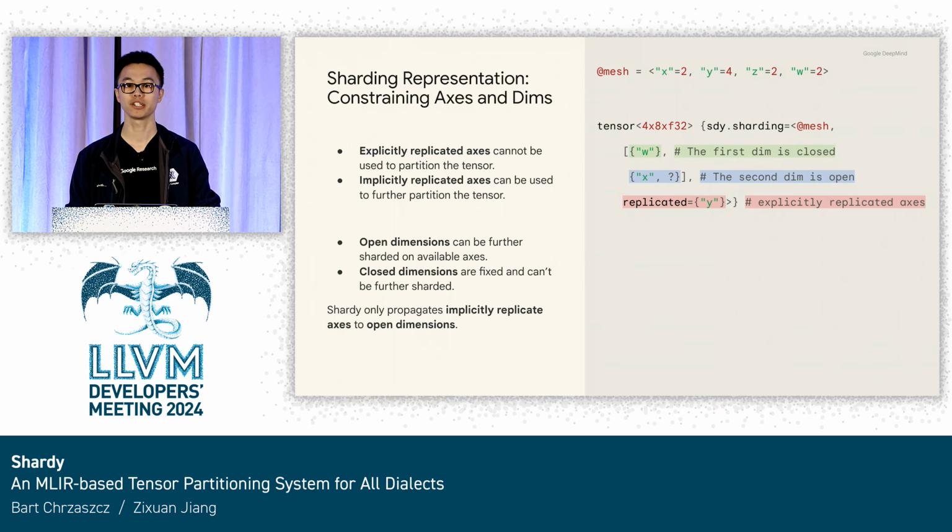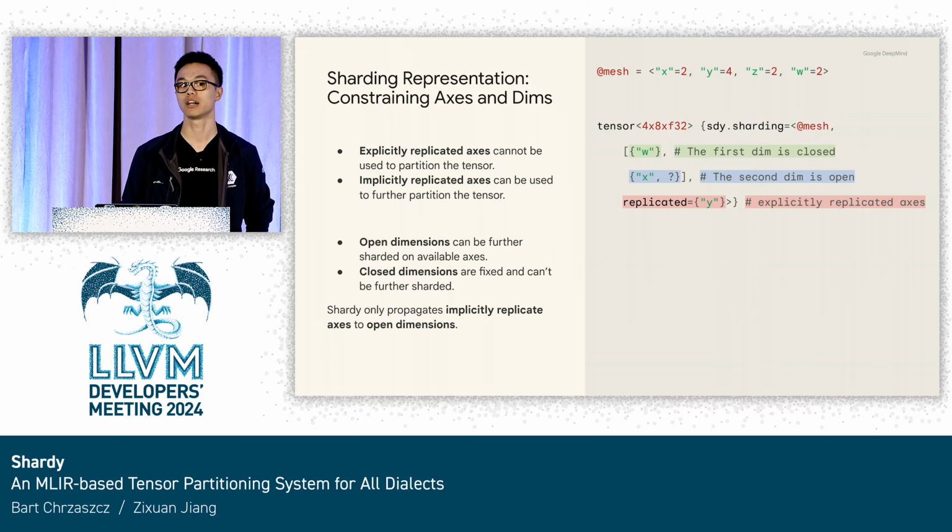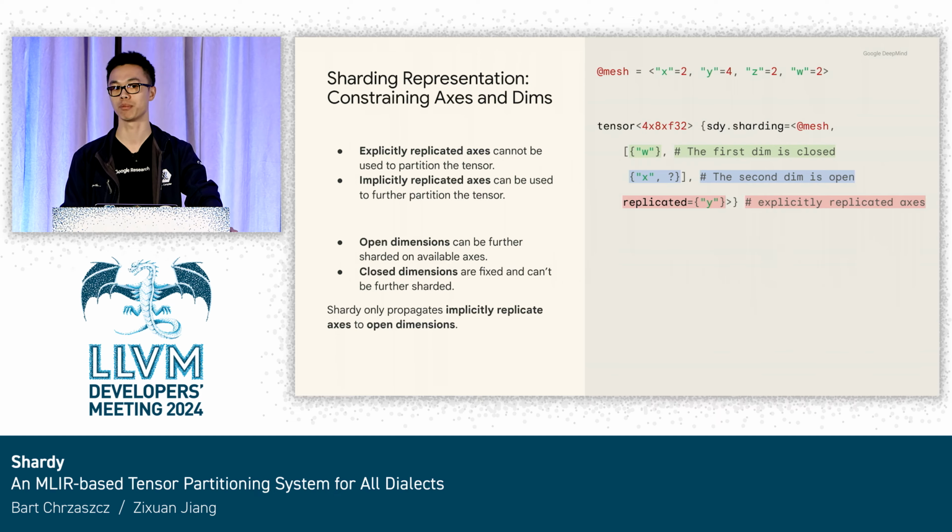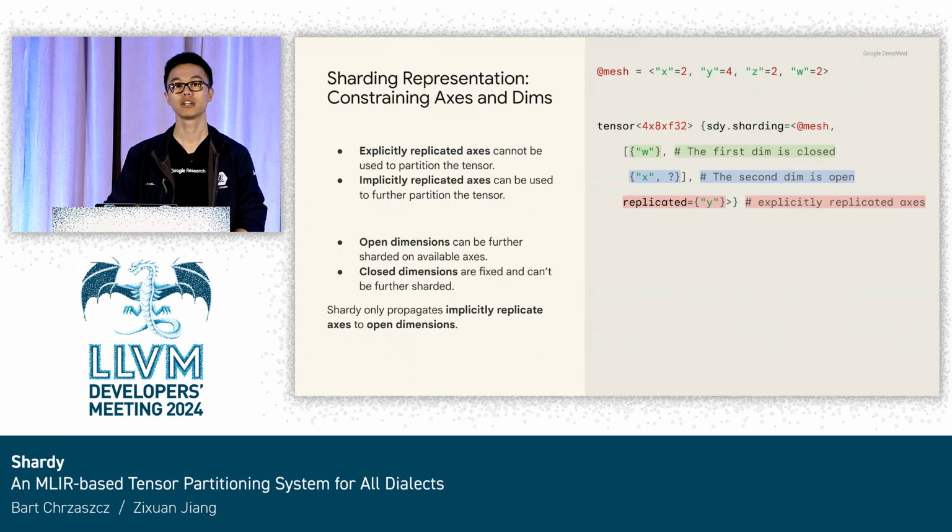First of all, we define the explicitly replicated axis, which cannot be used to further partition the tensors. On the contrary, the in-place replicated axis can be further used to partition tensors, which are the axes to be propagated in the propagation stage. On the target side, we define whether a dimension is open or closed. The open dimensions can be further sharded using the axis, while the closed dimensions cannot be further sharded. And the source can only be the in-place replicated axis, and the target can only be the open dimensions.